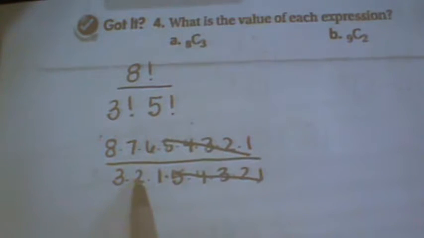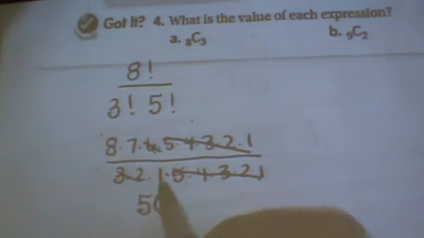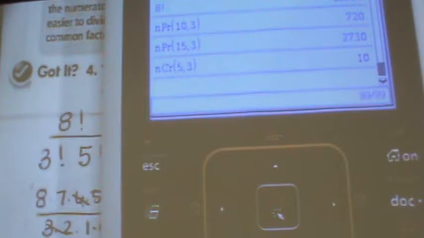And what's 3 times 2? Everyone, 3 times 2 is 6, and that 6 cancels with that. So what's left? An 8 times 7, which is 56. Try it on your calculator. Make sure you can do both. I want you to be able to do both ways.